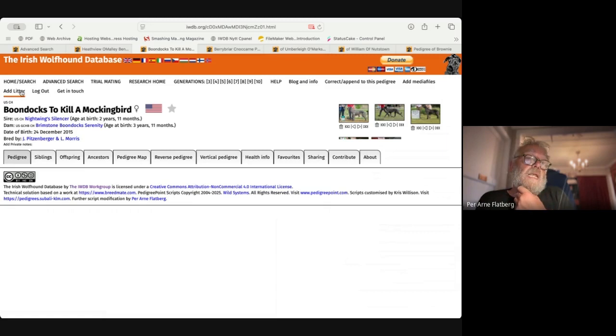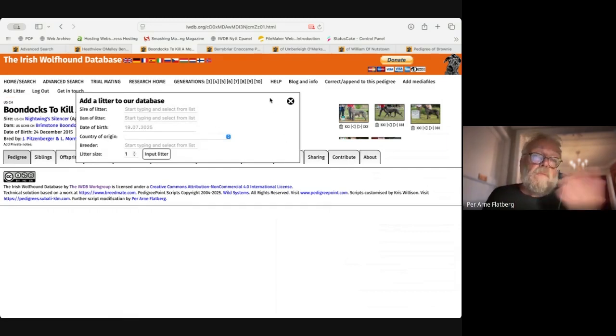You can also add litter, where you, if you don't want to wait for the stud book, for instance, it will be really, really helpful if you just add a sire, add a dam, a date of birth, country of origin, and breeder, and add the litter size here, and then you can input all the puppies there with name, sex, registration number, and color, which helps us really enormously.